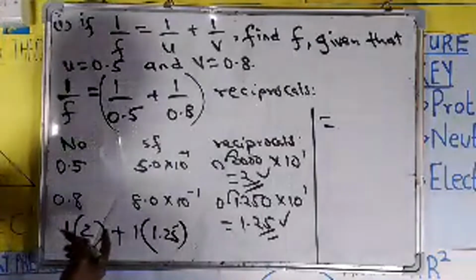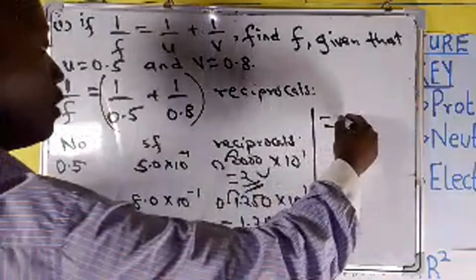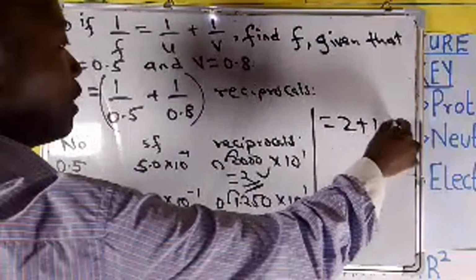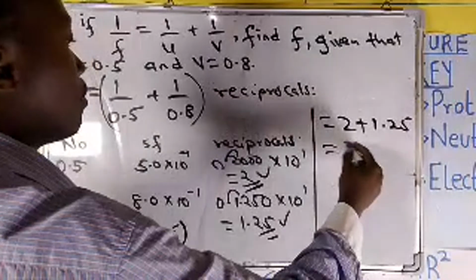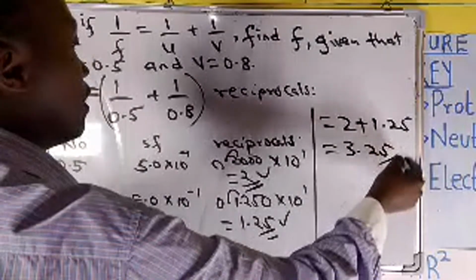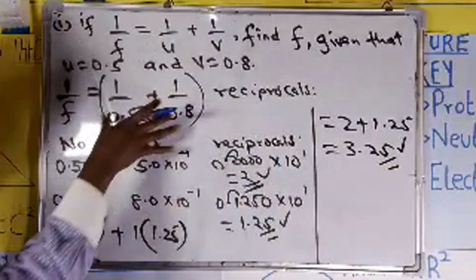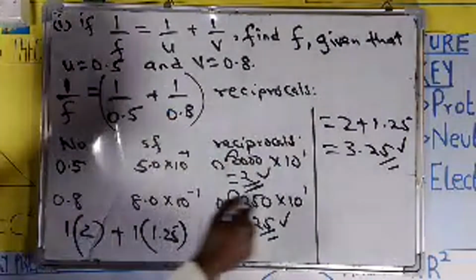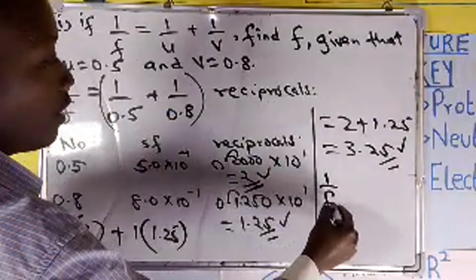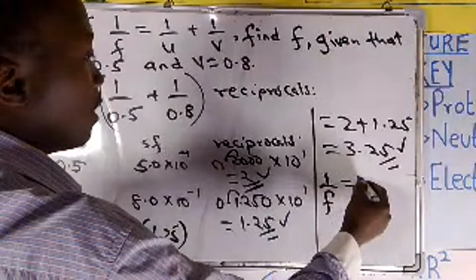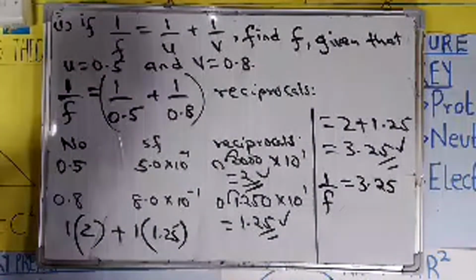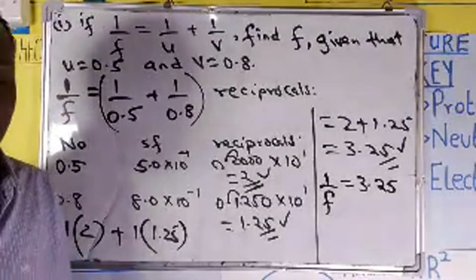1 times 2 is 2. So it will be 2 plus 1.25 times 1 is 1.25. And our solution will be equal to 3.25. 3.25 is these two after adding them. So we are now supposed to find f. So 1 over f is equal to 3.25.